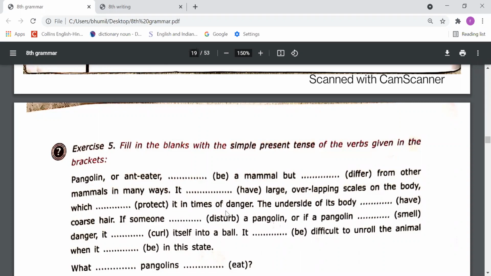The underside of its body has, underside of its body. So underside is third person singular, that is the subject of this verb. That's why we should use here has, not have.